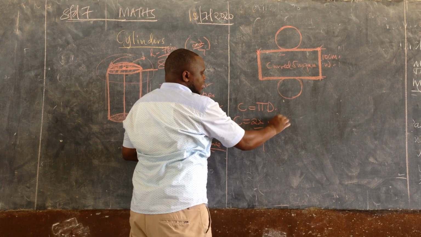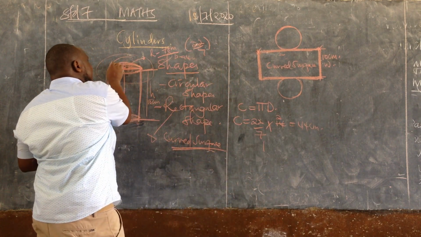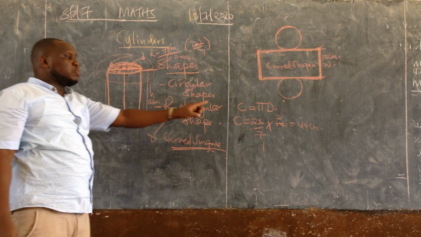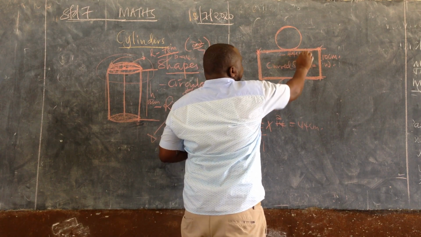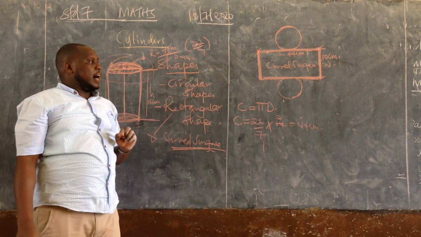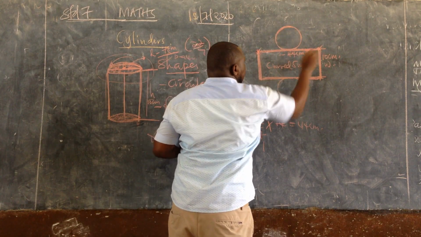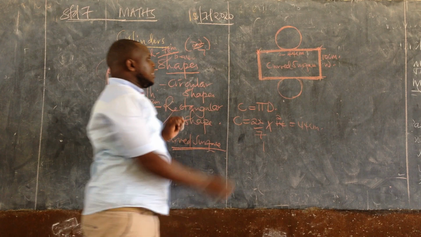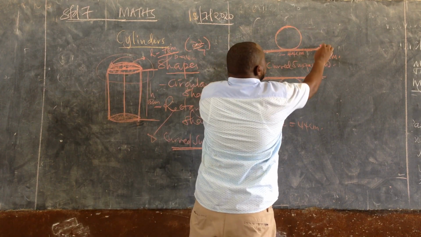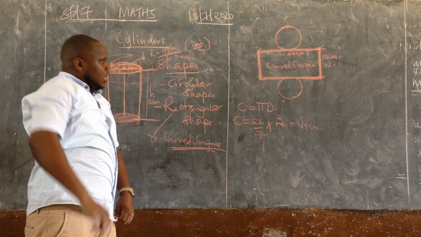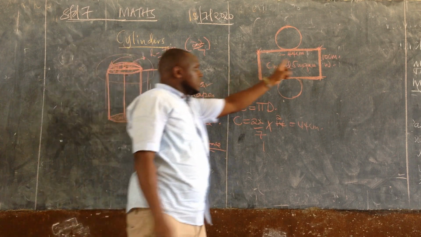22 over 7 times 14: 7 into 7 is 1, 7 into 14 is 2. And that is going to give you 44 centimeters. So the circumference of this particular circle is 44 centimeters. That circumference is going to be the length of that rectangle, because it's the same distance. This distance is the same as this distance. If you cut here and stretch the circumference, it will exactly fit here, meaning it's the same length. So from there, we have gotten the length and the width.